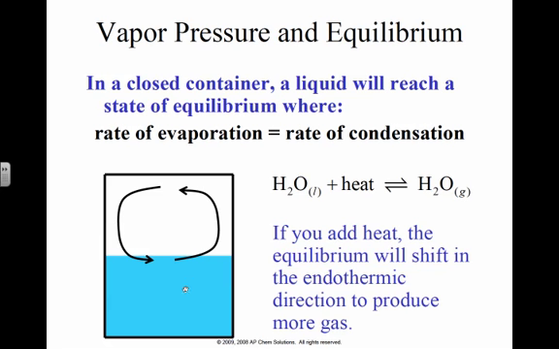So here I have liquid water. It is evaporating, yet some of it is also condensing. If you're in a closed system, you develop some sort of equilibrium. Water plus heat produces gaseous water. If I increase this heat, this reaction will shift this way and increase the amount of water vapor or gas.